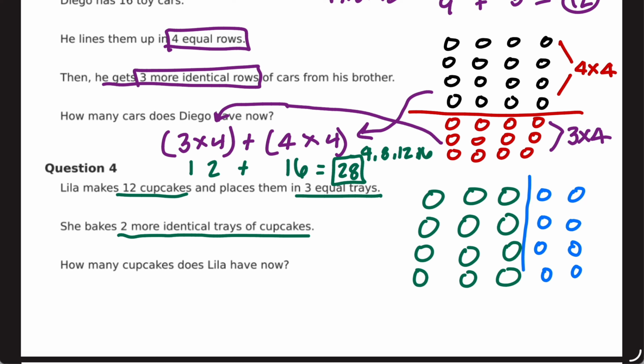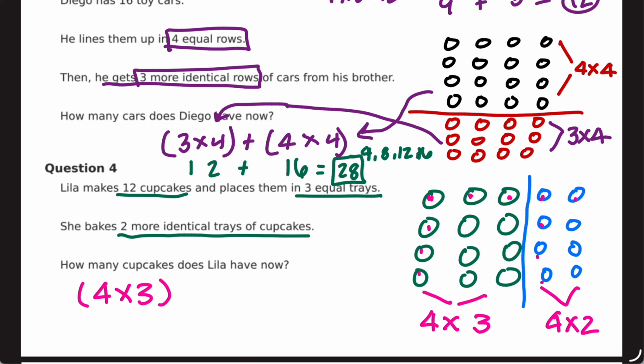So now that I've decomposed this, basically I'm going to do the same thing I did with my array earlier. So for this one here, I have 4 times 3. What about for this one over here? This one over here, I would have 4 times 2. So now that I'm going to make that into my equation, I'm going to have parentheses 4 times 3 plus 4 times 2. Okay?